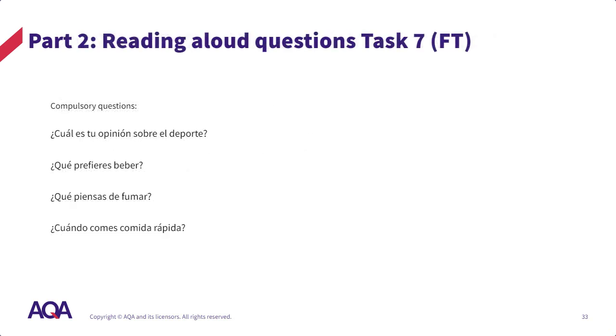So here is an example of compulsory questions for the Foundation Task 7. They're very accessible and straightforward, and even the lowest attaining students should be able to respond to them. They're all questions which are eliciting opinions, preferences, likes, etc. So this is something you can prepare students very well for in class.